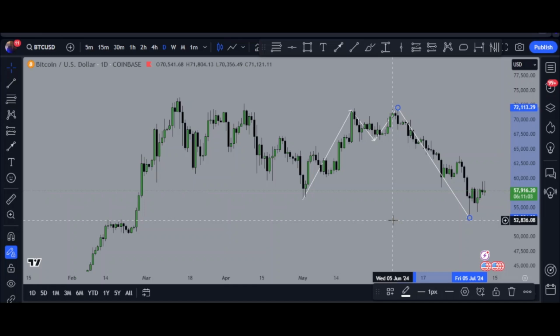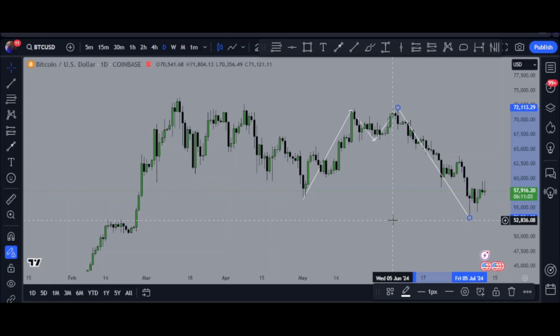Okay, so patterns could be anywhere. This is a double top. You can see one top is here. The second top again came over here. The market went and came back. So this is why it's called double top. When a double top happens, the market goes down. That's what happened. The market went down. And the opposite is double bottom. When a double bottom happens, the market goes up. I don't have it over here.